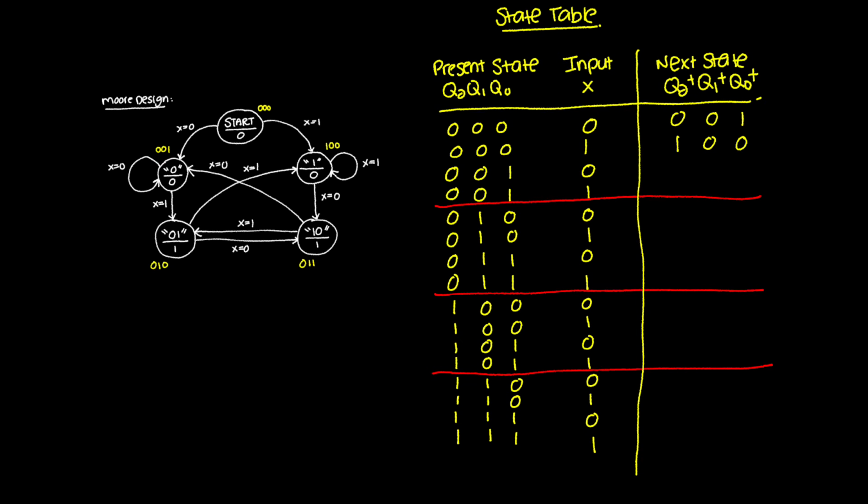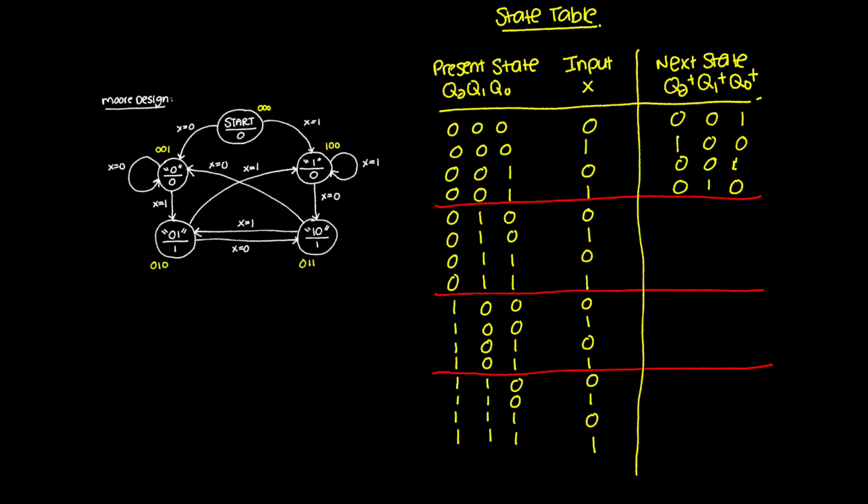So if I'm in state 0, 0, 1, that's this row over here, and my input x is 0, then my next state is also 0, 0, 1. And if I'm in this state 0, 0, 1, and my input is 1, then I transition to this state, which I've labeled 0, 1, 0.